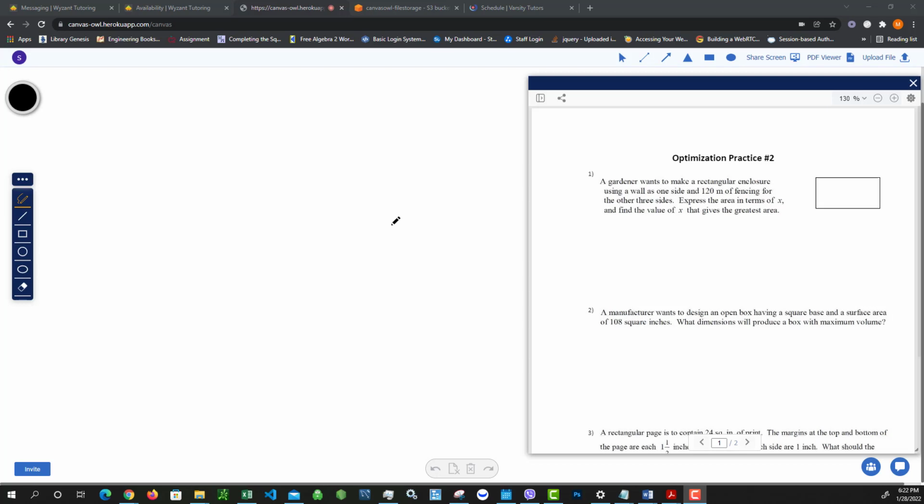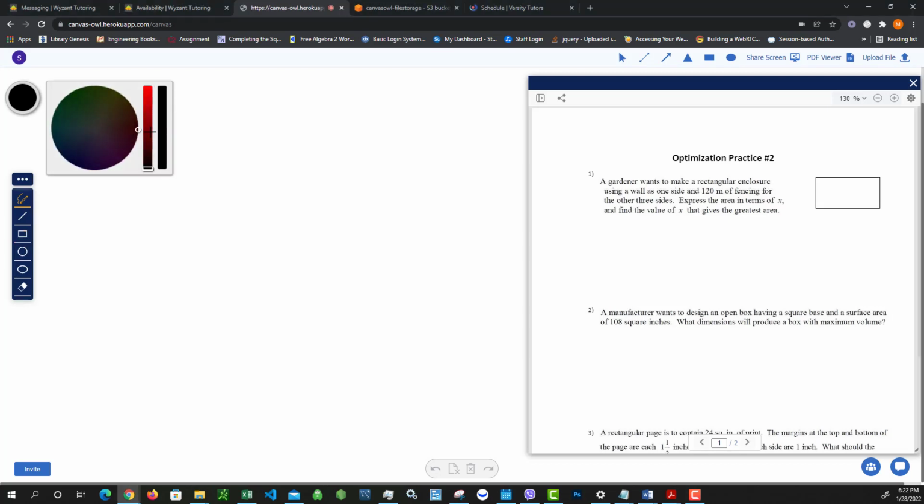So we're trying to optimize the area of this rectangular enclosure. And what we're trying to do is find a dimension x that maximizes it. And we're also trying to find the corresponding dimension y that goes with that. So let's start by first drawing the rectangular enclosure.